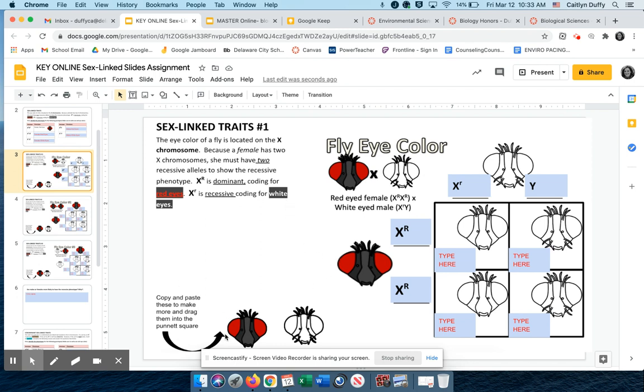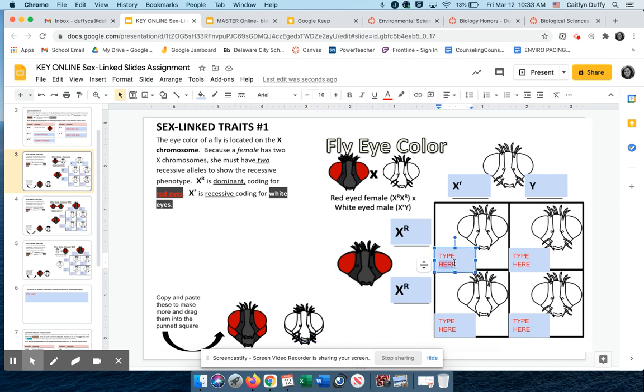What I have down here, you don't actually have to copy and paste. I already made multiples. All these red-eyed individuals and all these white-eyed individuals, you're going to be dragging and dropping so you can represent the phenotype. This would be like coloring them in class. So let's go ahead and put these together. As a rule, always put X's before Y's and always put the dominant allele before the recessive allele. So here we have X big R, X little r.